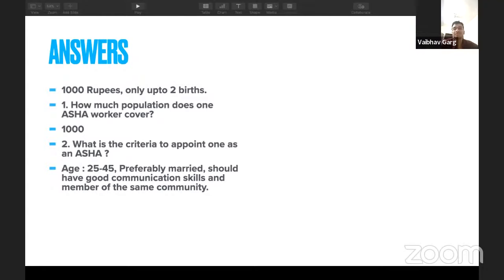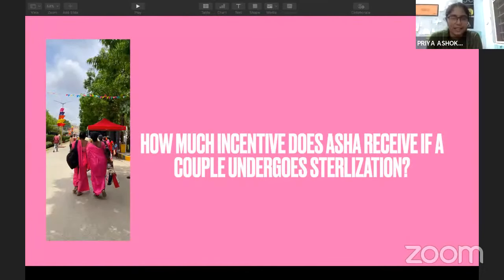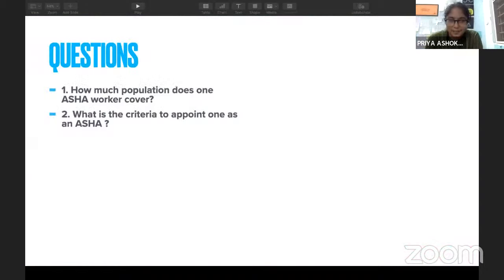Also, ASHAs across India wear pink color uniforms. Either it can be a pink kurta or a pink sari. That's how you identify. That is why I kept this as a spotter. Yes, we were part of a health camp 2 months back, and that's when I got this picture. So in case you find someone around a PHC or a village wearing pink, it means it's an ASHA worker. It's for identifying them.